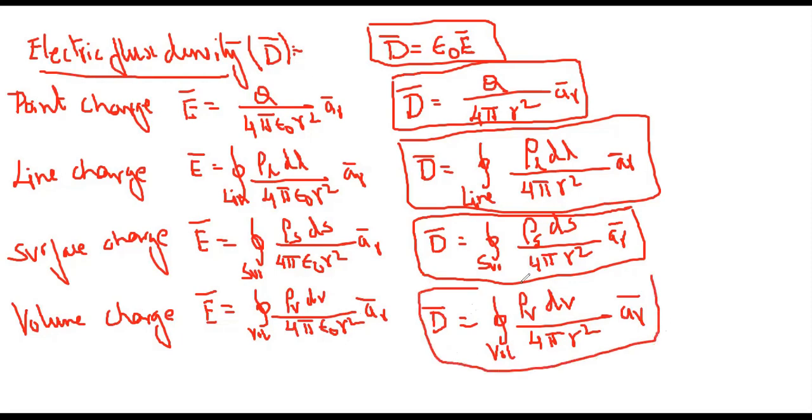Okay, my dear students, by using this relation D bar is equal to epsilon naught into E bar, we get the electric field intensity due to the line charge, surface charge, and volume charge, like that.